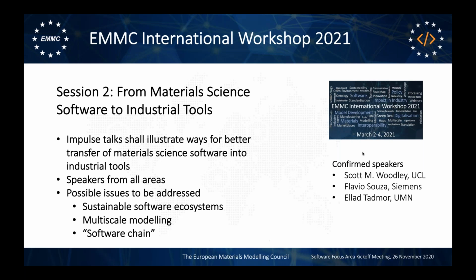in this session. And possible issues which might be addressed are sustainable software ecosystems, again, multi-scale modeling, and a software chain, for instance, where you have different pieces of software grouped together and allowing in this way for multi-scale modeling.